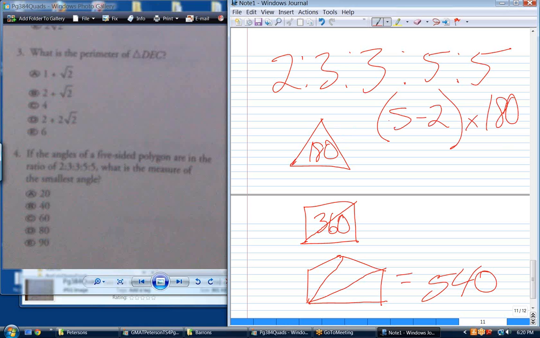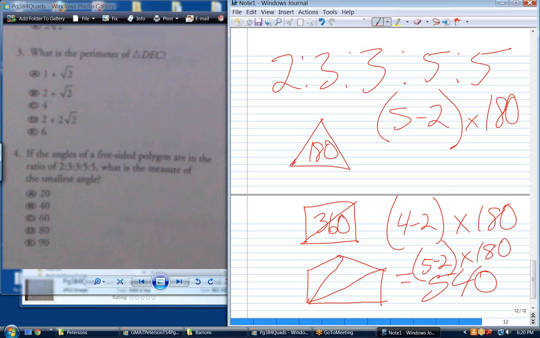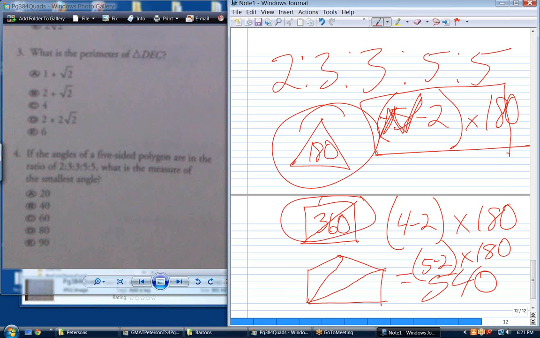Notice that that works for a triangle, 3 minus 2 times 180. Works for a square, 4 minus 2 times 180. And works for a 5-sided figure, 5 minus 2 times 180. Our school system tends to use n, the number of sides, minus 2 times 180. If you cannot remember that formula, always know you can do it by this other method. Divide the figure into triangles and add up the triangles.